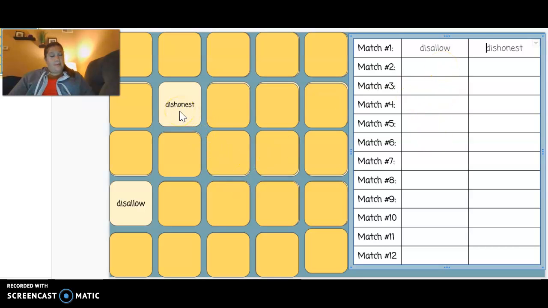After you have found all of your matches, you make sure that you are spelling them correctly because they're right here. So all you have to do is copy them and make sure that all of these words have been turned over so that you can see them. Make sure you click Submit Assignment for your teacher.